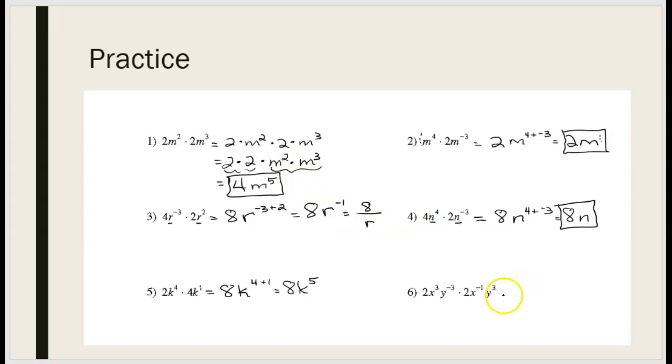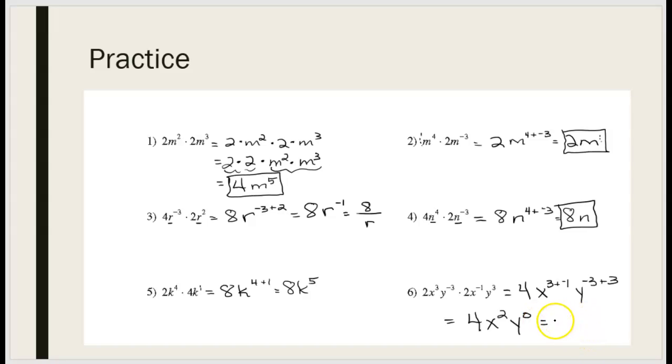All right. Okay, so 2 times 2 is 4. And then my bases of x have exponents of 3 plus negative 1. My bases of y have exponents of negative 3 plus 3. So let's rewrite this and simplify. That's 4, and 3 plus negative 1 is 2. And then a y, but negative 3 plus 3 is 0. So that's a y to the 0 power.